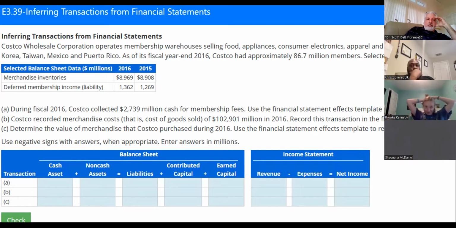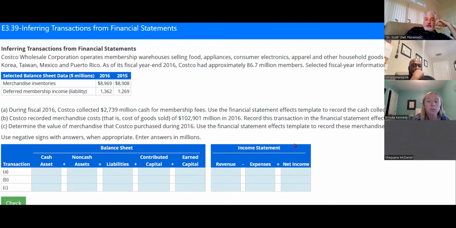So if I'm looking at this, it said during fiscal year 2016, so fiscal year end 2016, Costco collected 2.739 million, also known as 2.7 billion in cash, for membership fees. Use the financial effects template to record the cash collected. And that's for membership fees. So line item A. Where do we put this 2739? Two places.